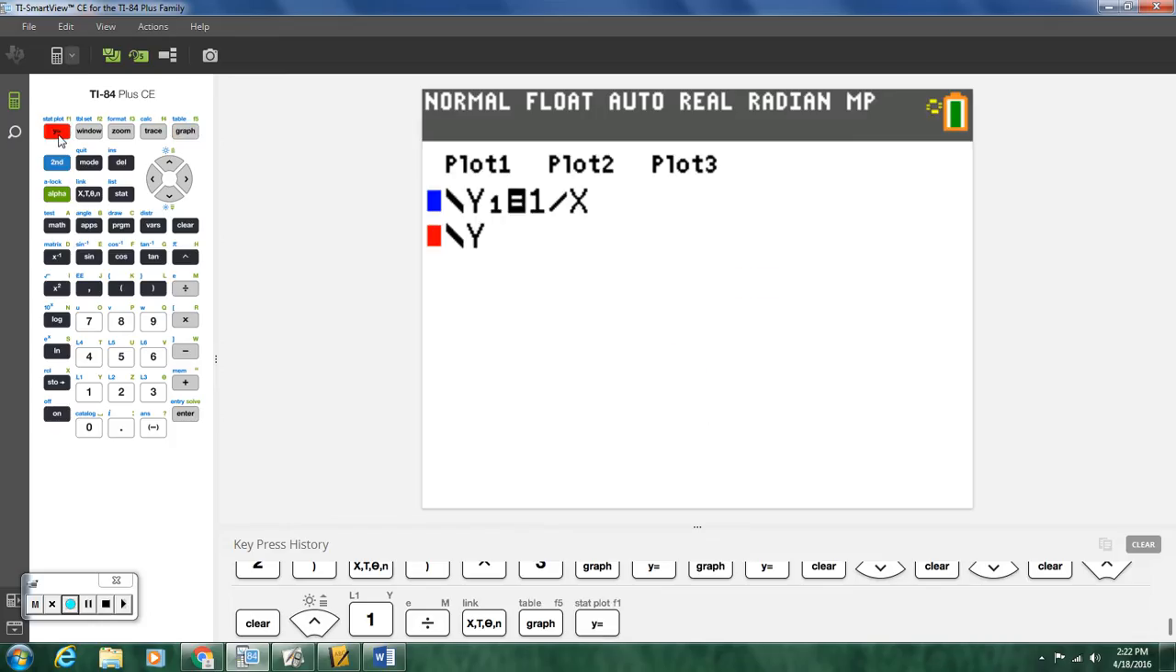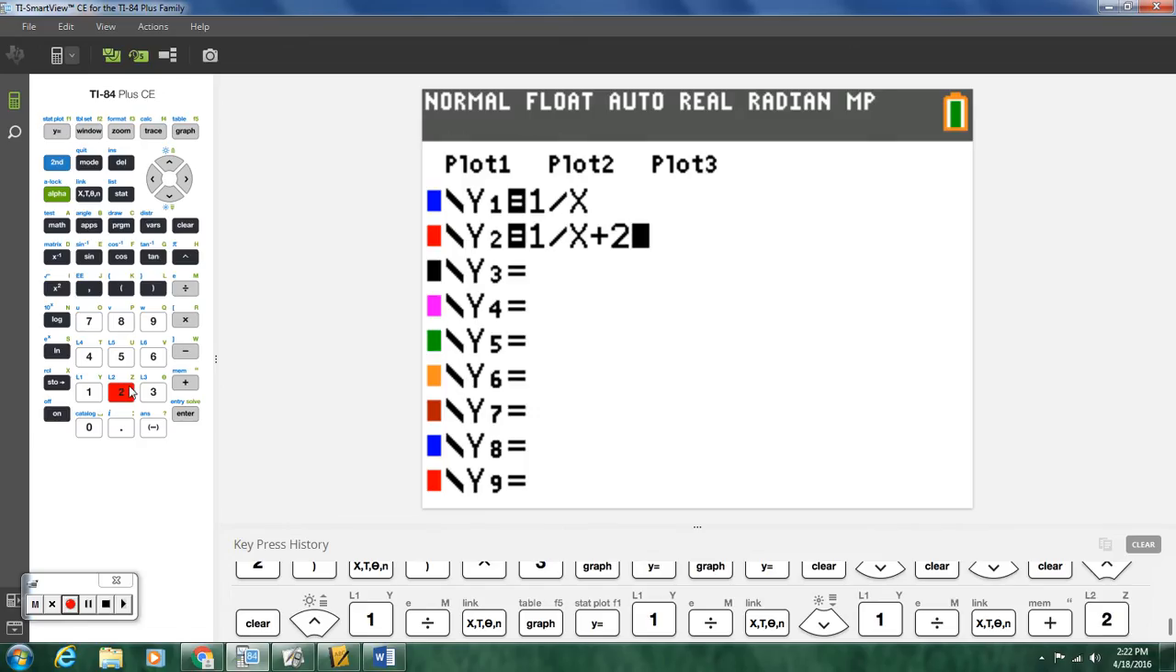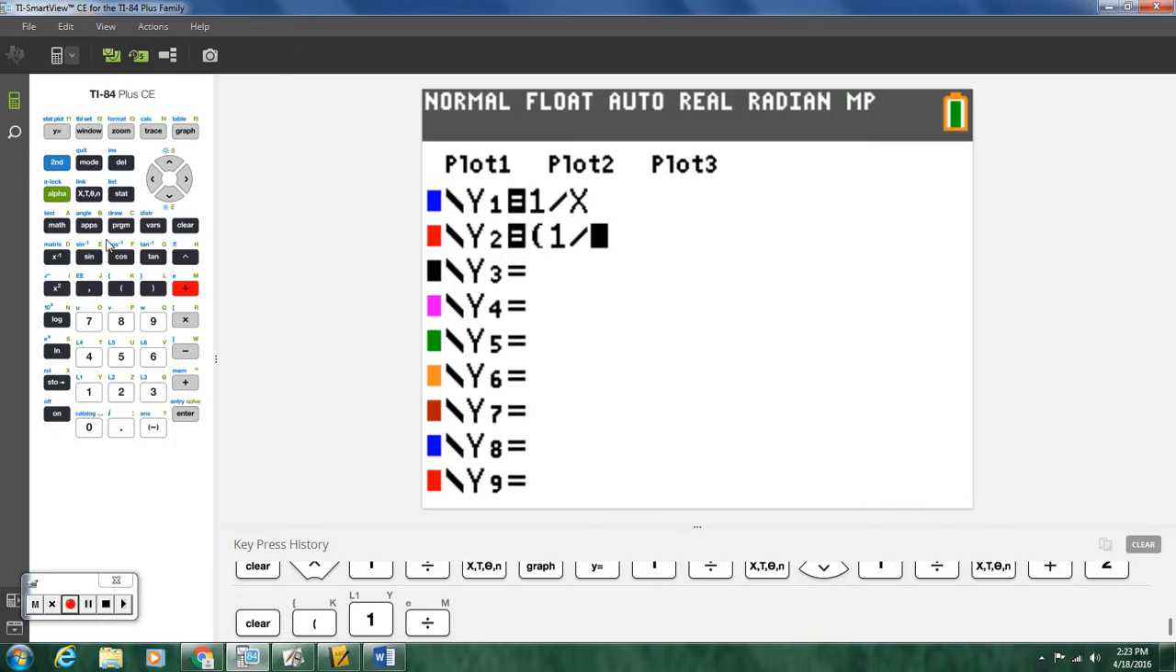Now, when we put in that next one, we're going to say 1 divided by x. Now, I want that plus 2 out by itself. Will that work, or do I need to put 1 divided by x in parentheses and then do plus 2?